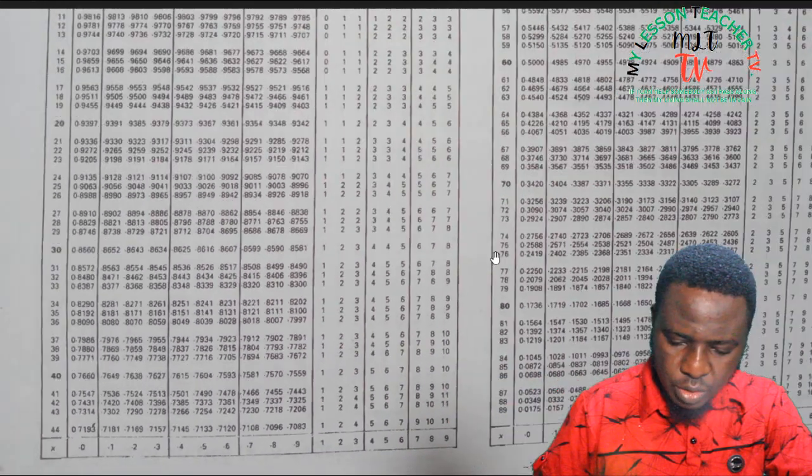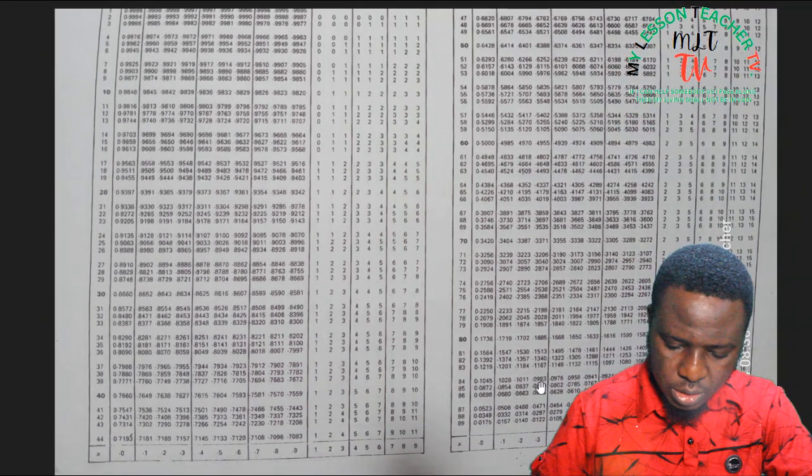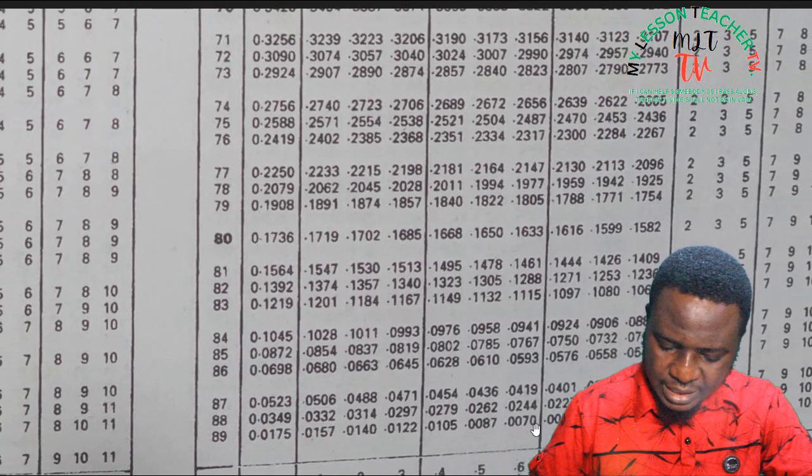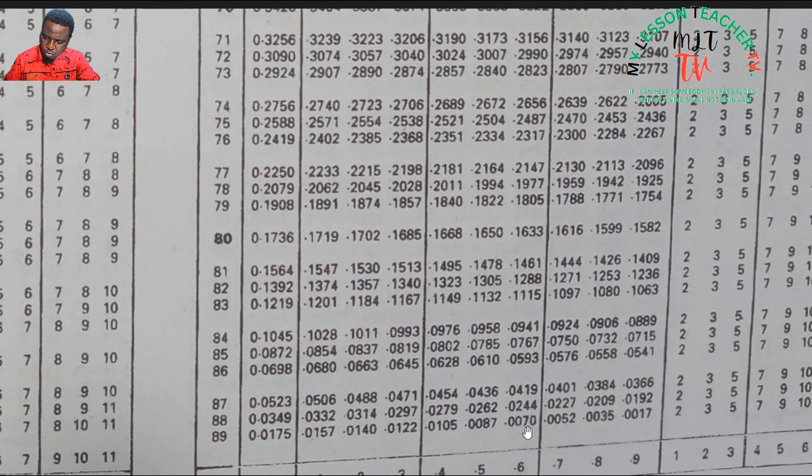Also, we'll look out for 0.0079. That should be closer to this. So we have 0070, which is closer. So I'm going to look for a difference of 9, and the difference of 9 is under 5. So this is 89.65.